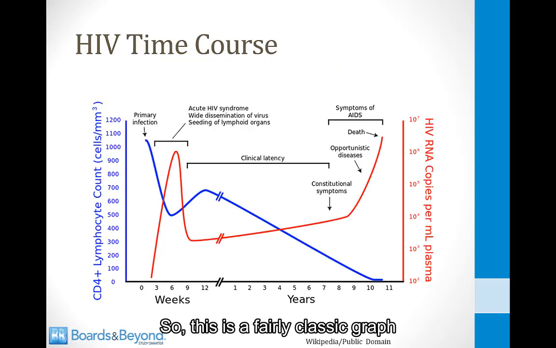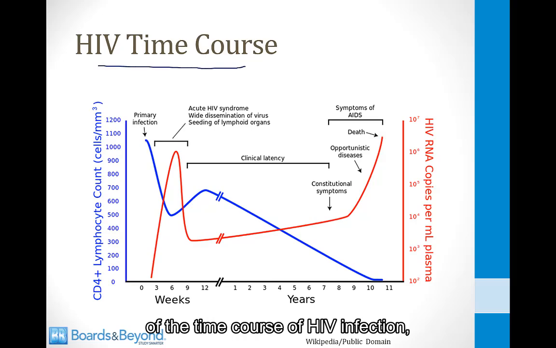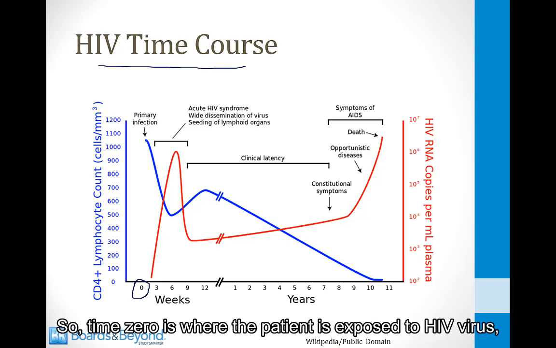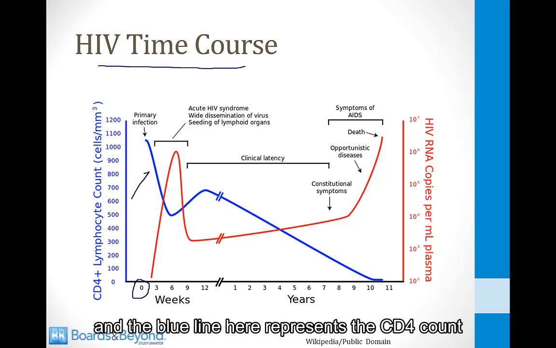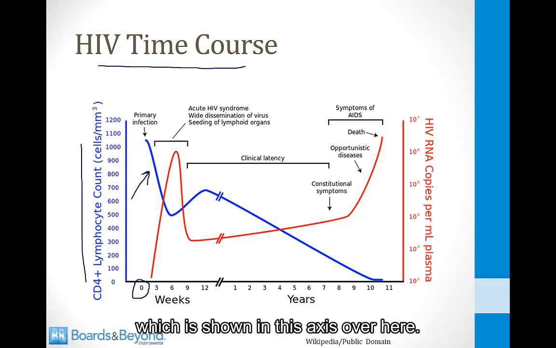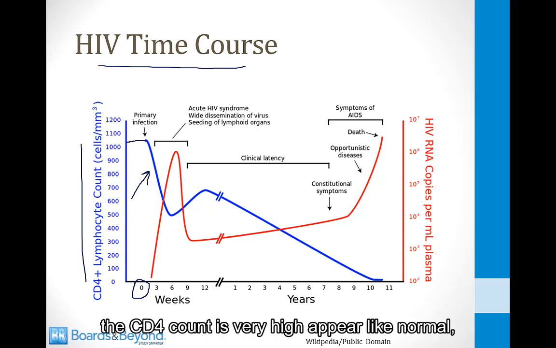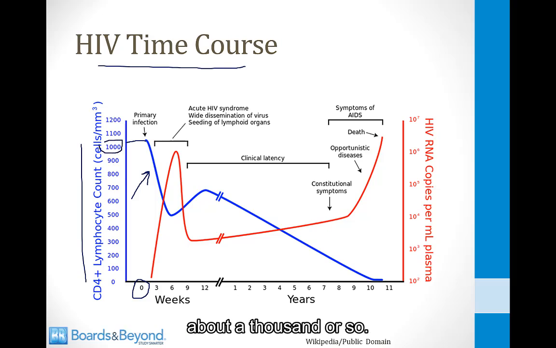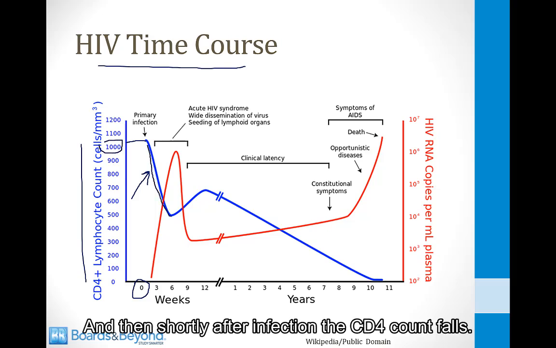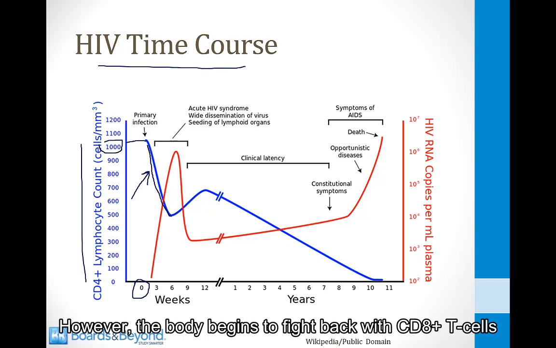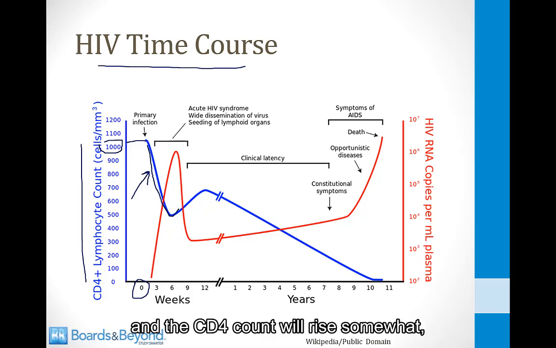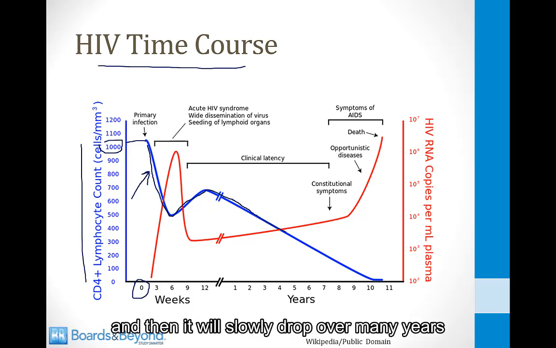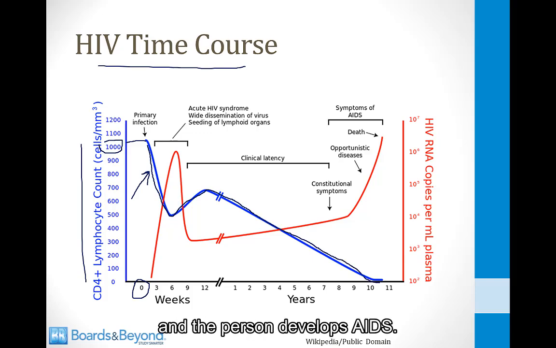So this is a fairly classic graph of the time course of HIV infection, and it shows how the CD4 count and the viral load change after a person is exposed to the virus. So time 0 is where the patient is exposed to HIV virus, and the blue line here represents the CD4 count, which is shown in this axis over here. So let's start by following the blue line. When the patient is first infected, the CD4 count is very high, up here around normal, about 1,000 or so. And then shortly after infection, the CD4 count falls. However, the body begins to fight back with CD8 positive T cells, and the CD4 count will rise somewhat, and then it will slowly drop over many years until it gets very, very low and the person develops AIDS.